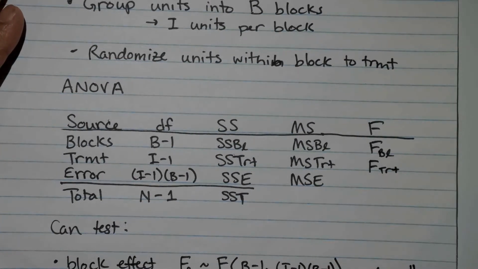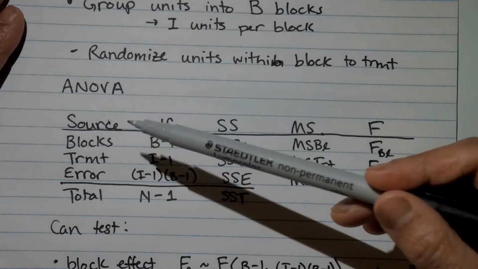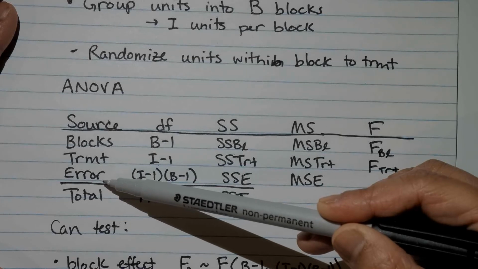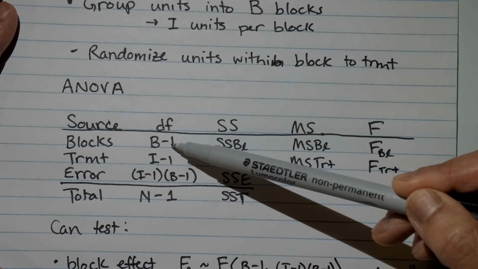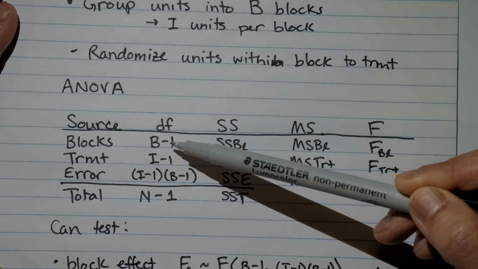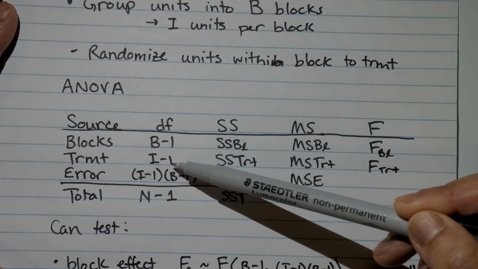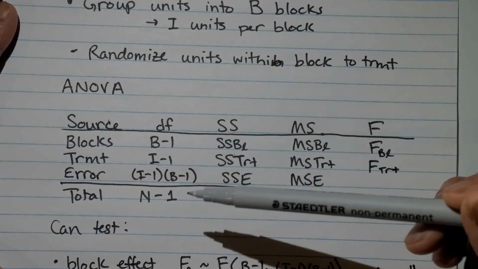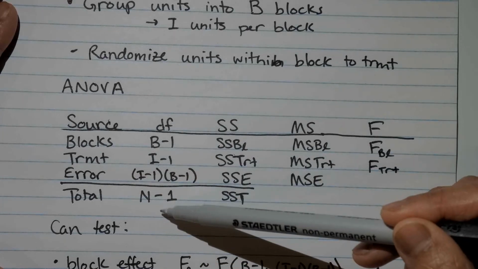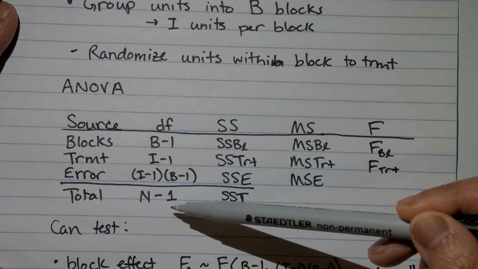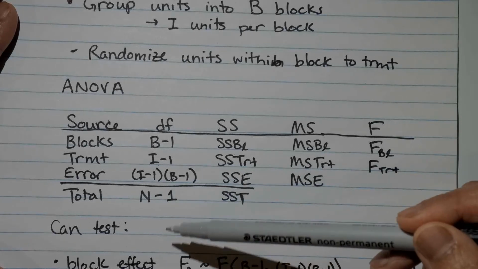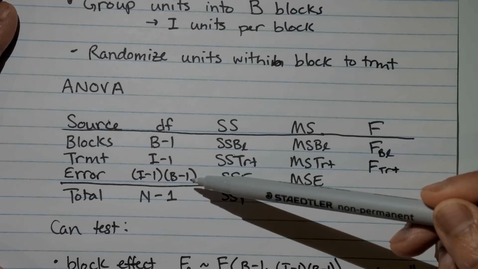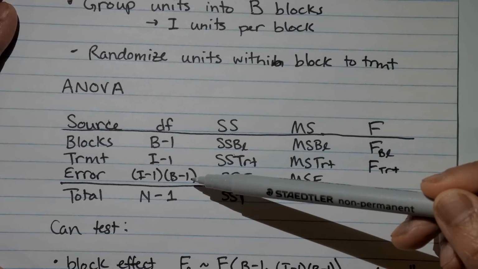So then our ANOVA table is a little bit more expanded, because now in the source we have our blocks, our treatment, and our error, with B minus 1 degrees of freedom for blocks when there are capital B blocks, capital I minus 1 degrees of freedom for treatment when there are I treatments, and capital N minus 1 degrees of freedom in total. If we look at the difference, it turns out that it's also equal to I minus 1 times B minus 1, which is the degrees of freedom we'd have left for error.